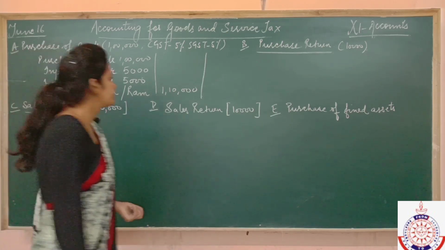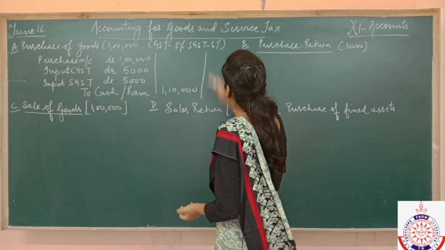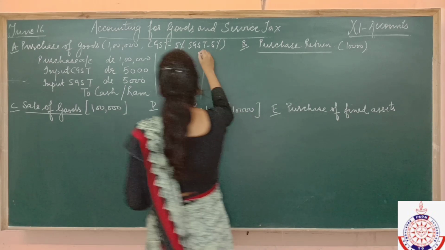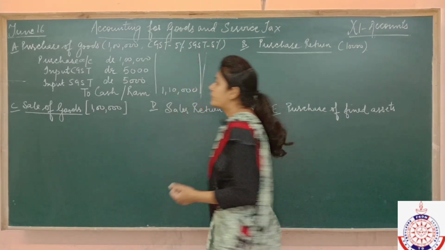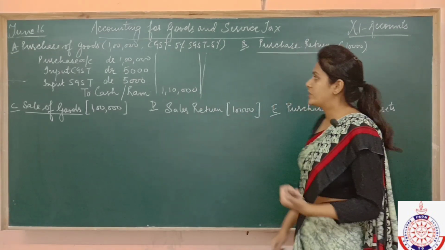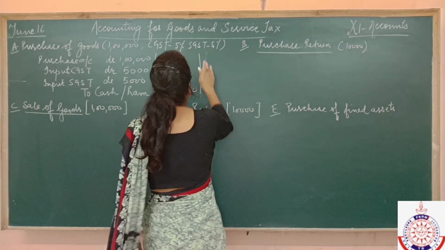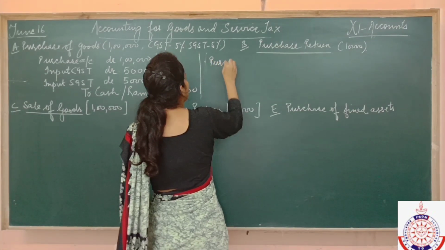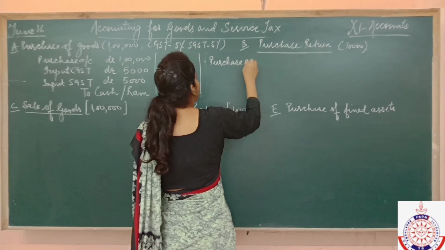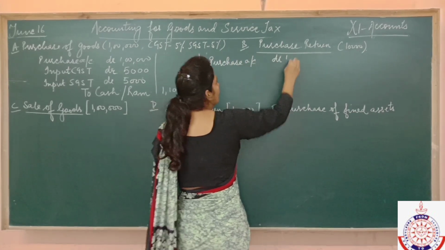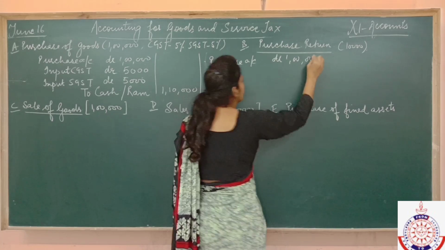Now suppose you have purchased the goods from outside the state. You have purchased goods from any other state. Then what entry will you pass? In that case, you will pass the entry: purchase account will be debited by rupees 1 lakh.